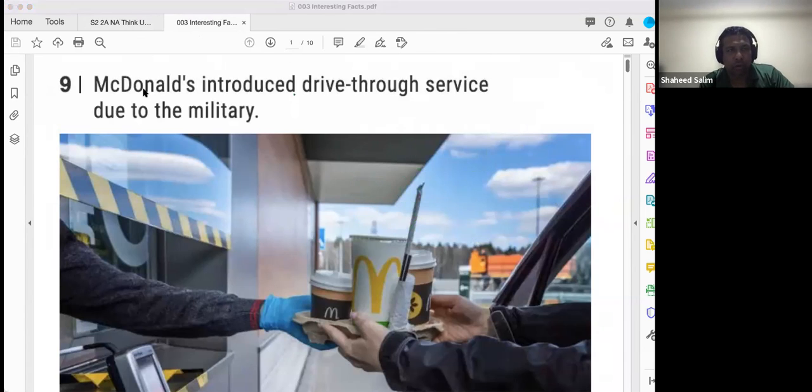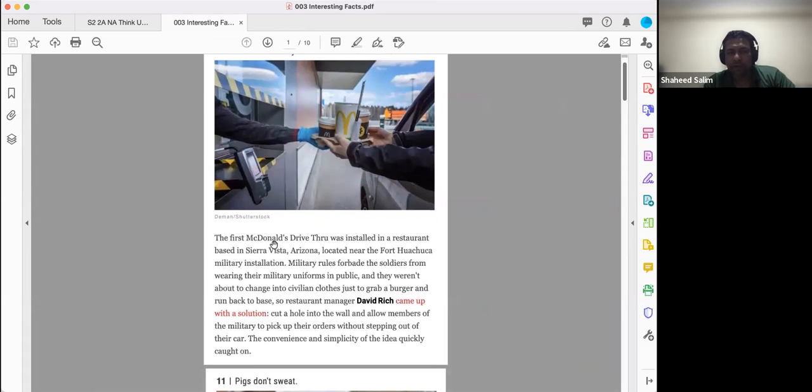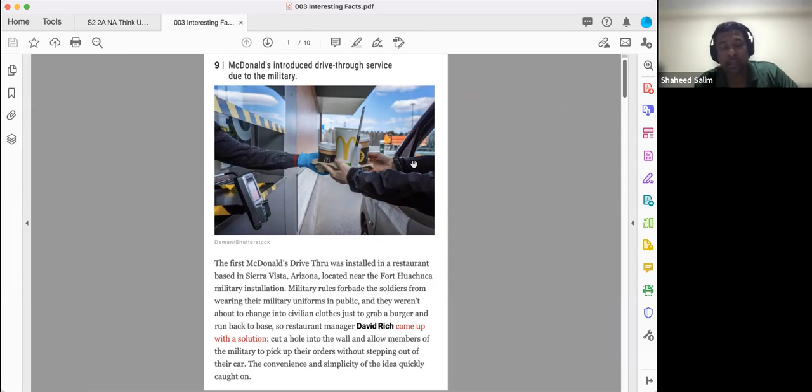You know the drive-thru that you go through for McDonald's? It came out because of the military in the US. The first McDonald's drive-thru is because of the military. In some military camps in the US, soldiers are not allowed to wear their uniform in public. So if they wanted to go out for a burger, they had to change out of the uniform. Those of you who are in NCC know, removing the boots and the shoelaces takes about 10 minutes to put on and change the uniform.